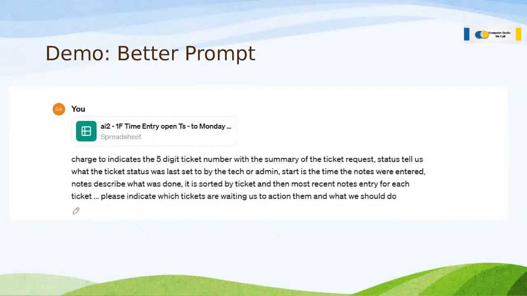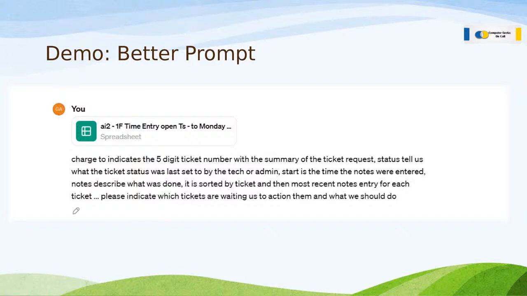Okay, so next part here is an example of a better prompt. So instead of just asking what are the average hours like I did, you can see I uploaded another report and I said, charge to indicates the 5-digit ticket number with the summary of the ticket request. Status tells us what the ticket status was last set to by the tech or admin. Start is the time the notes were entered. Notes describe what was done, etc.